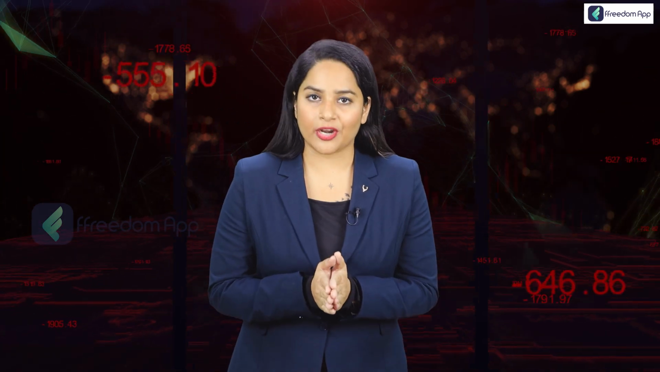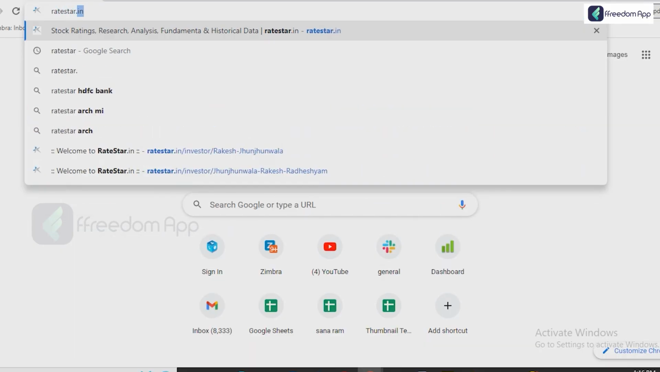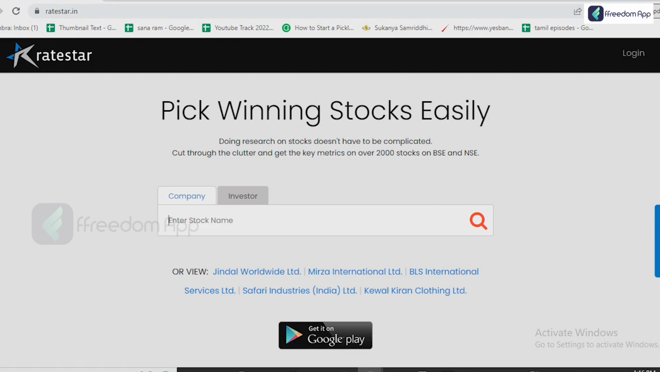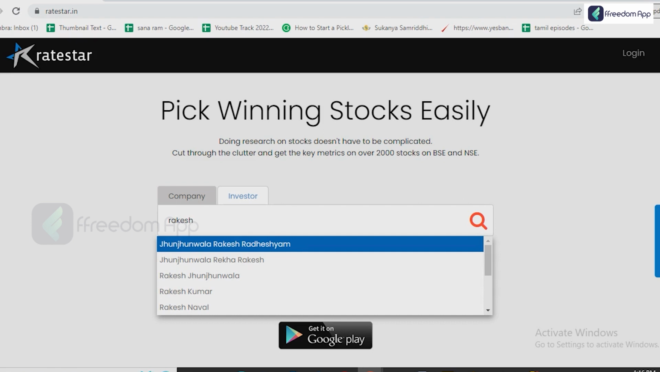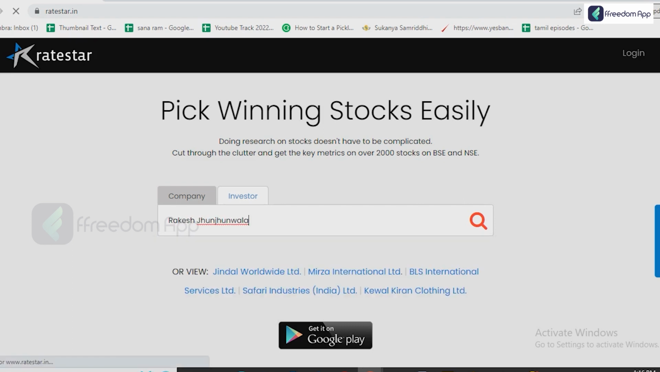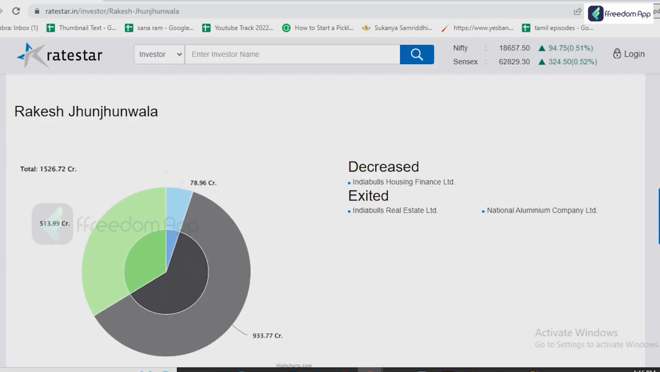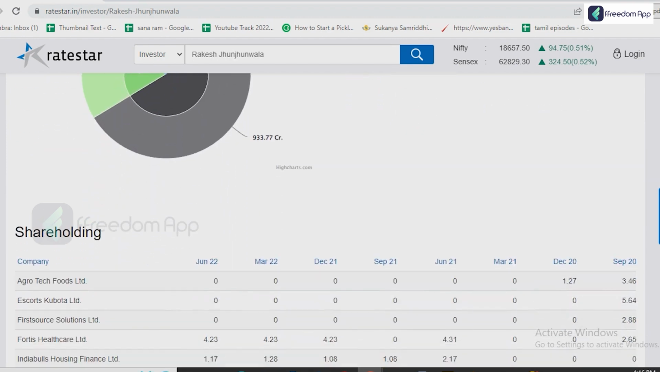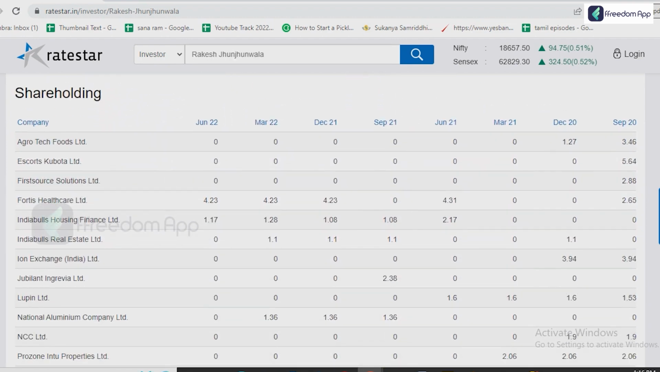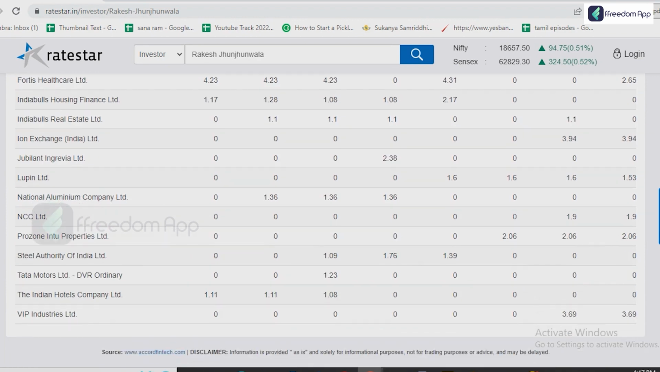I'll show it to you through a screen recording. See it. Go to Google, type ratestar.in, select investor and type Rakesh Jhunjhunwala. We all know that he has made good amount of money from stock market. So let us see his stock holdings. Open it, scroll it a little down, and you will see his shareholding. See, he has invested in Agrotech Food. He has also invested in Fortis Healthcare, in National Aluminium Company. He has also invested in Tata Motors.